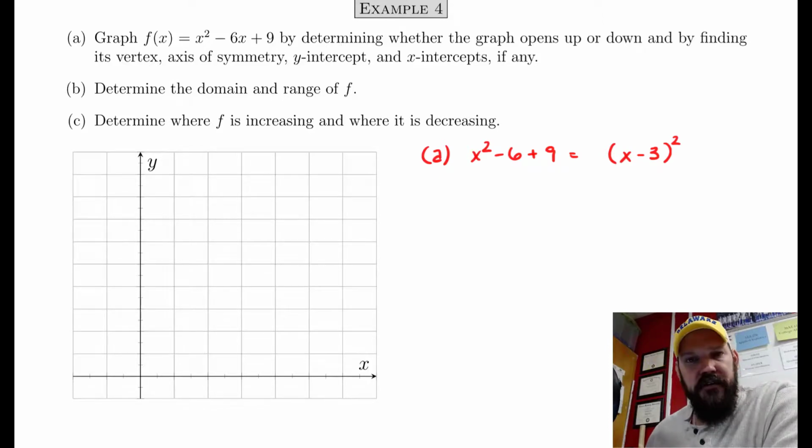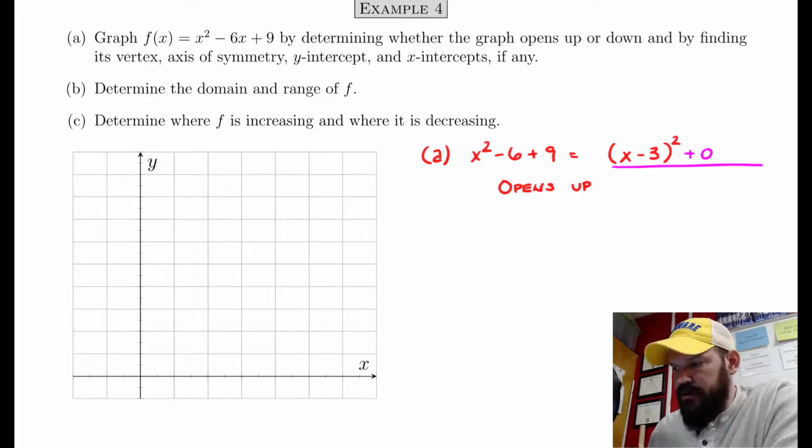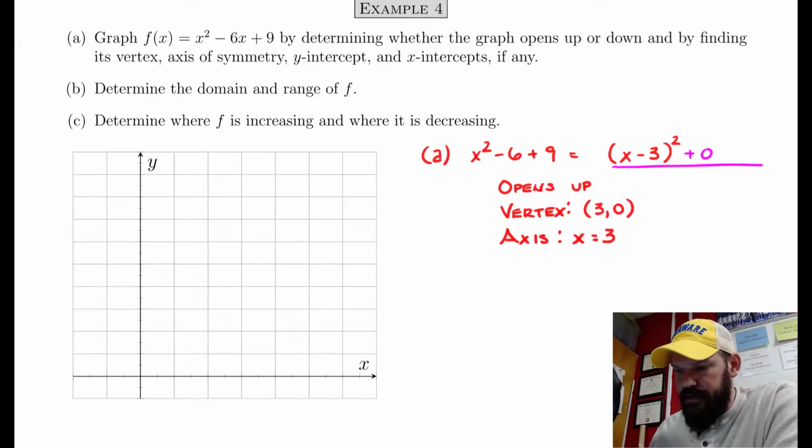So does the graph open up or down? X squared is positive, so it opens up. Let's see, finding its vertex. Well, we factored this. It's in vertex form. We just didn't have that plus 0, which you don't have to write, but if that's helpful to see, then go ahead and do it. So now we know our vertex is going to be positive 3, 0. Remember, change the sign on the h value. Axis of symmetry is x equals 3. It's just x equals the x-coordinate of the vertex.